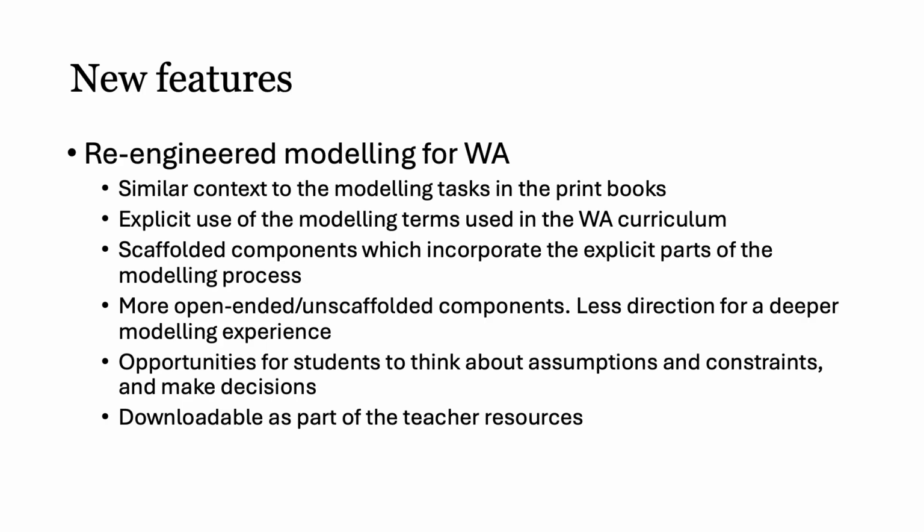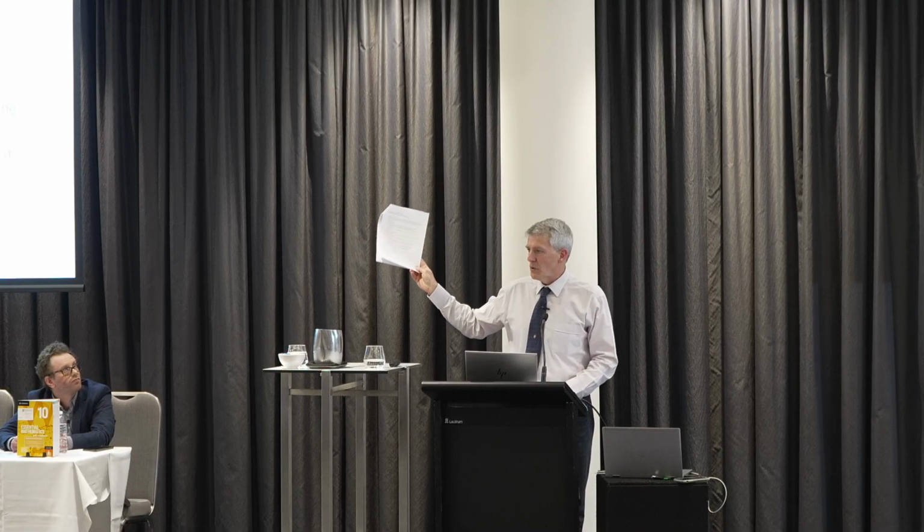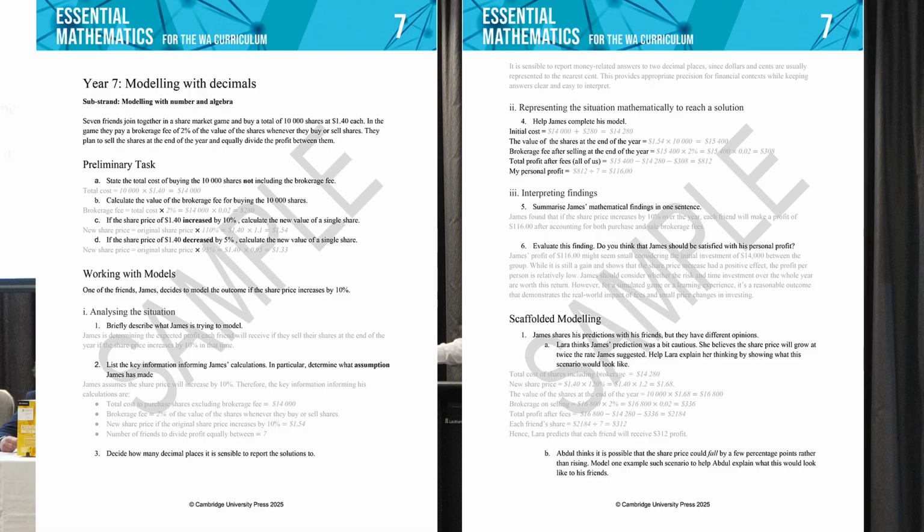where we still have the preliminary task, but there's a new section called Working with Models. And in this section, we're explicitly aligning with the WA modelling phases, providing clear metacognitive clues where students are engaged with partially constructed models or build them step by step. Now you'll find an example of what we've done on the next page of your booklet, where you can see one of the Year 7 modelling tasks has been re-engineered with these new sections.